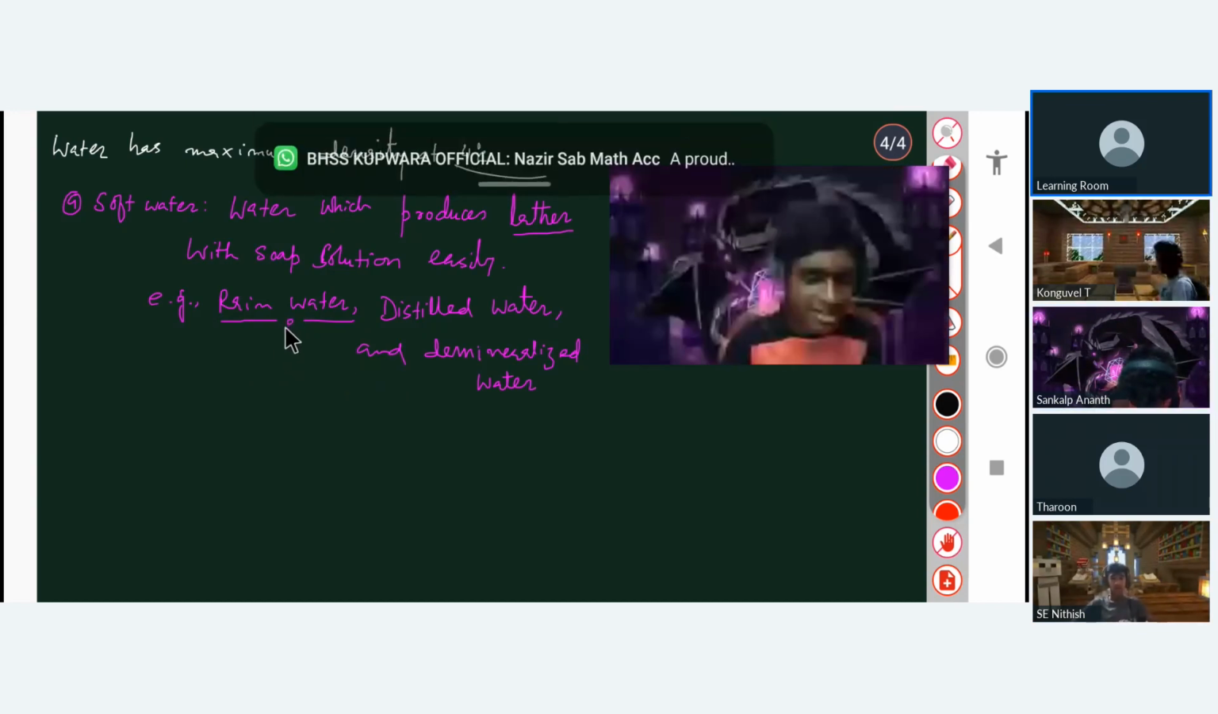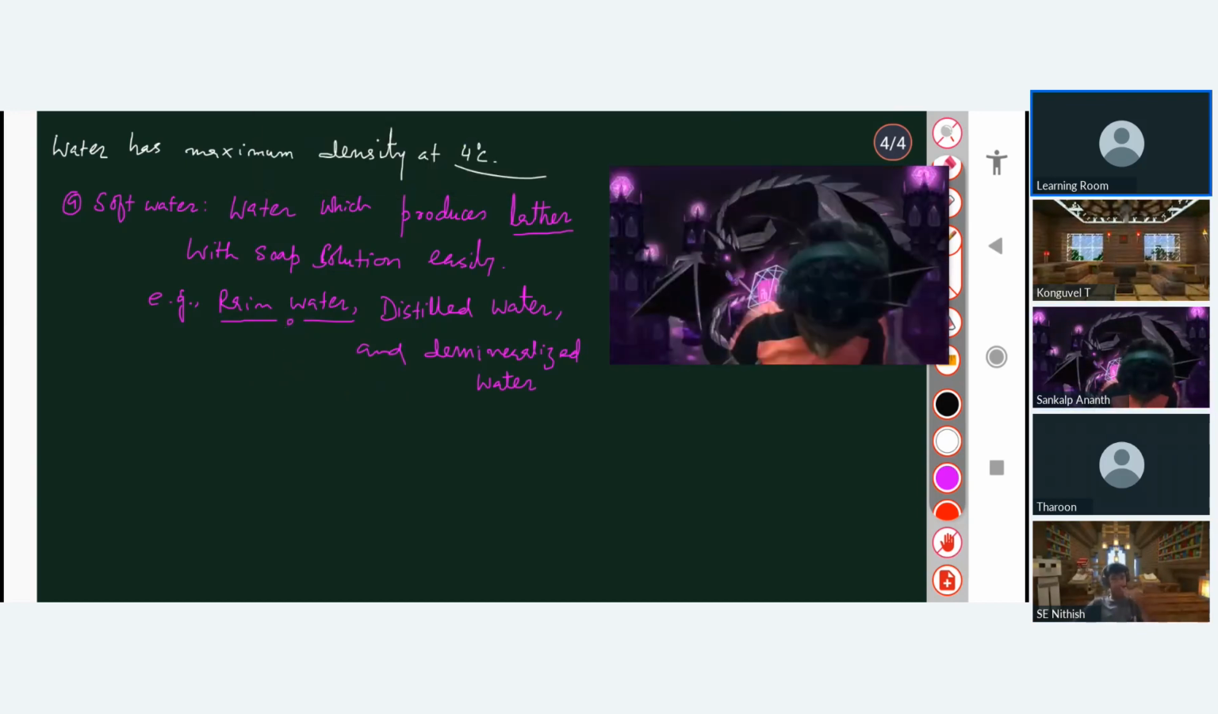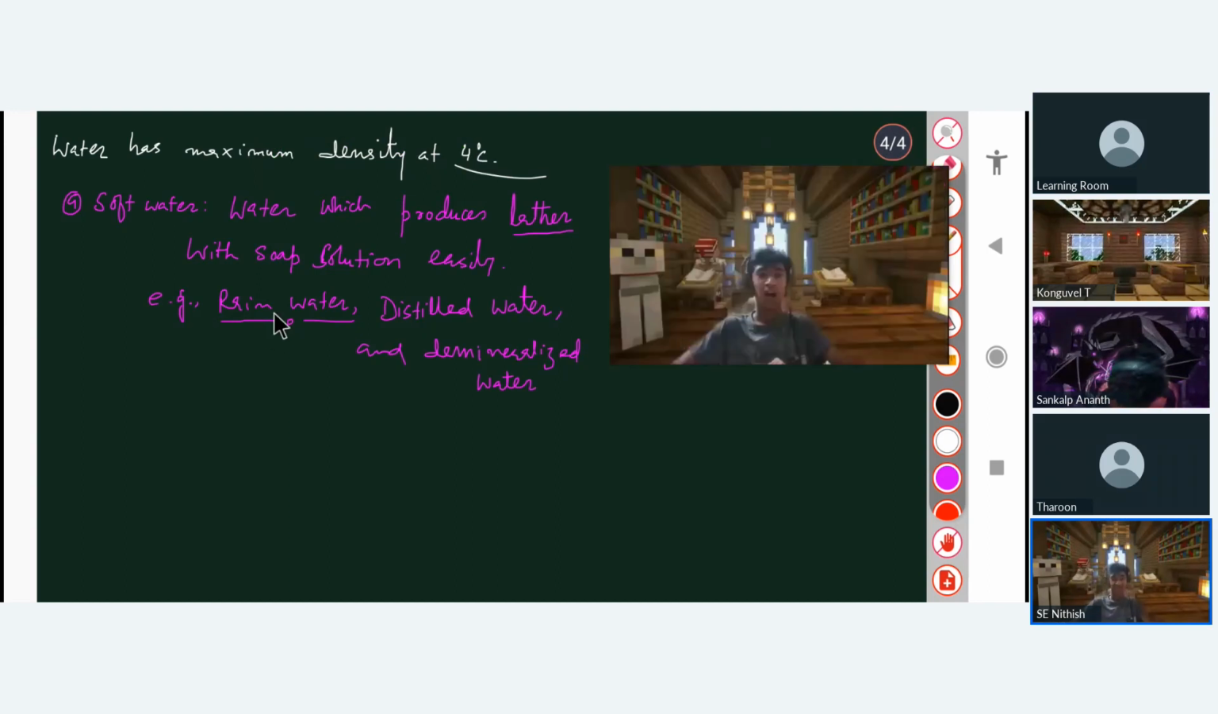Rainwater is the best example of soft water, before it touches anything. That means if you are using rainwater for washing clothes, it will be better because soap can easily dissolve in it and there will be formation of lather. But if it touches any surface, it will become not good for using.